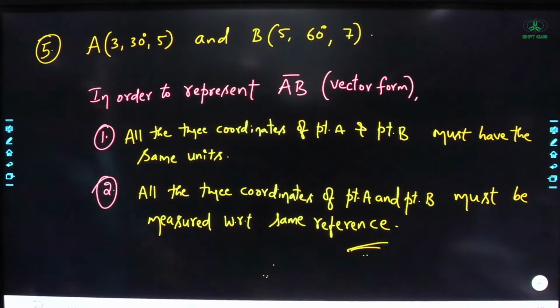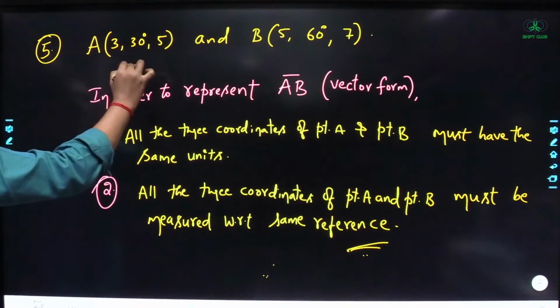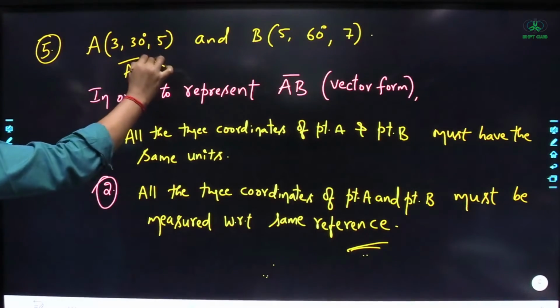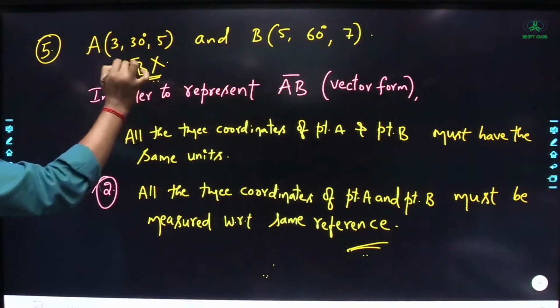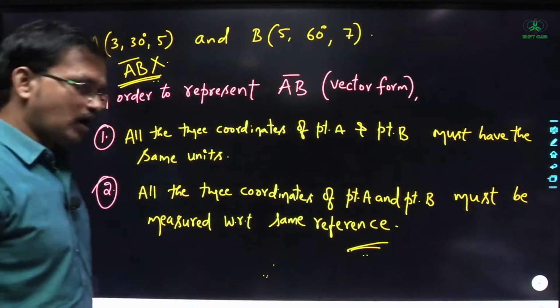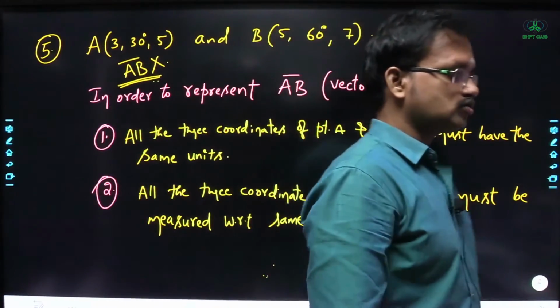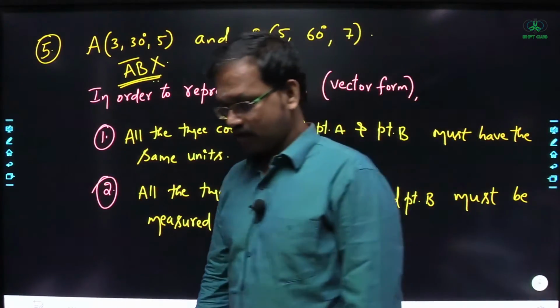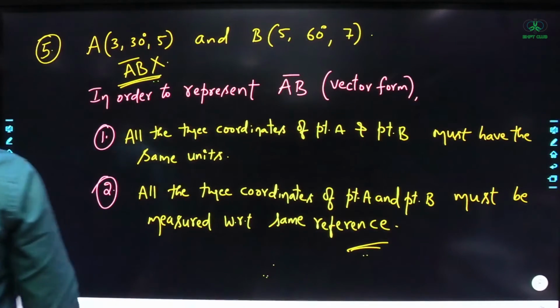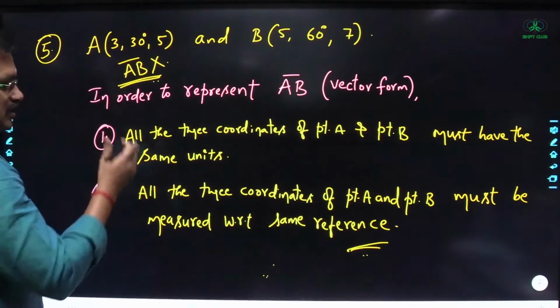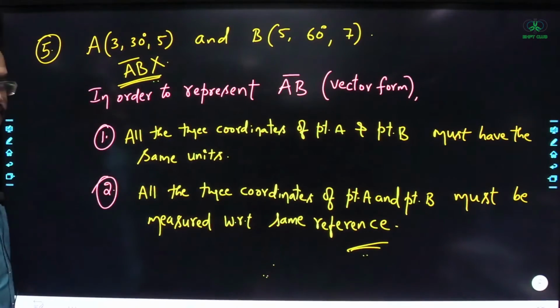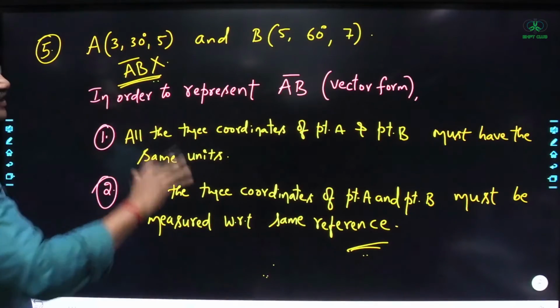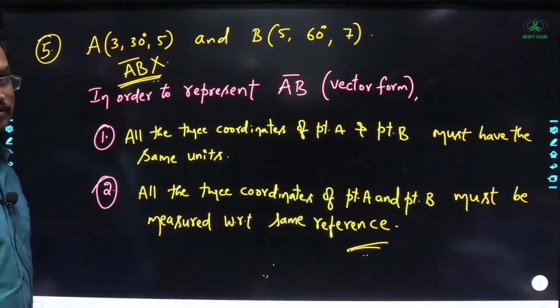We cannot represent this in the form of AB bar. Okay. So what do we have to do now? How can we represent this in terms of AB bar? Why are we not able to represent it as AB bar? Because it is not satisfying these two conditions at all.